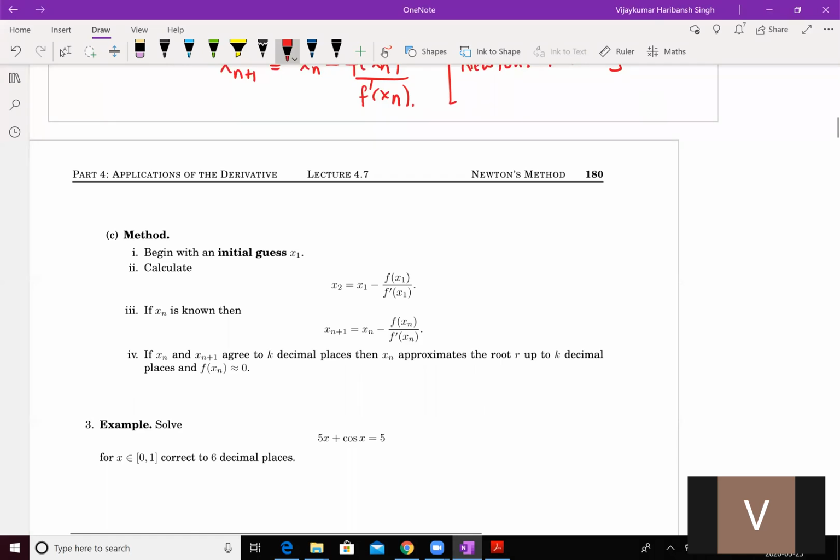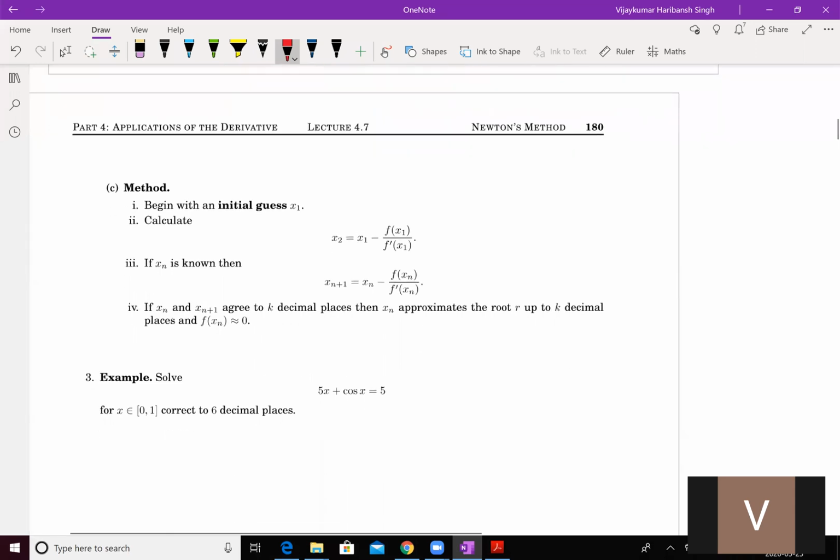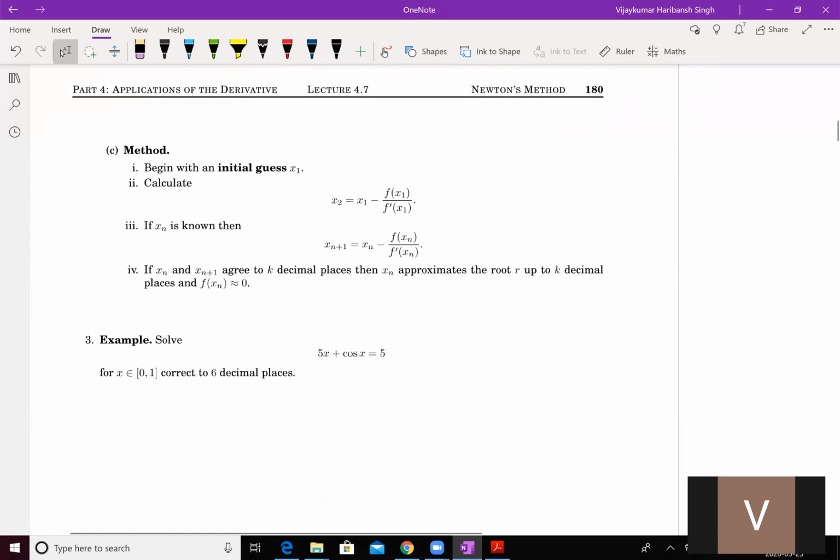All right. So let's look at the following problem. Solve 5x plus cos x equals 5 for x belonging to [0, 1], correct up to 6 decimal places. Now what does it mean by correct up to 6 decimal places? It should be correct up to 6 decimal places. And the way you find out is the following.